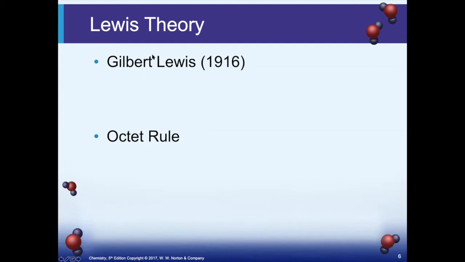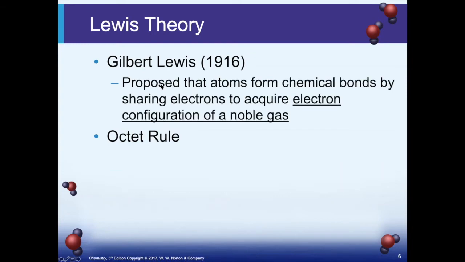So, this is named after somebody. It's named after Gilbert Lewis, who in 1916 developed this. So what he did was he just proposed that atoms are going to share electrons. Why? So they can get that electron configuration of a noble gas. We learned that last week, okay? Things tend to lose or gain or share electrons so that they get that electron configuration of a noble gas.